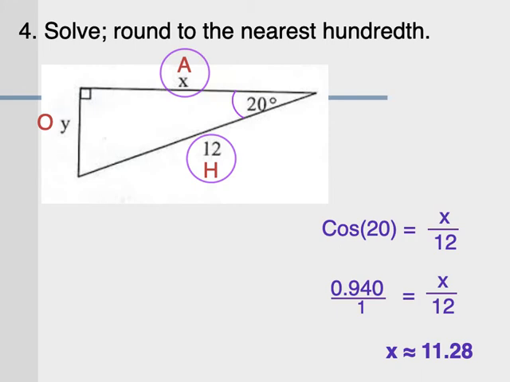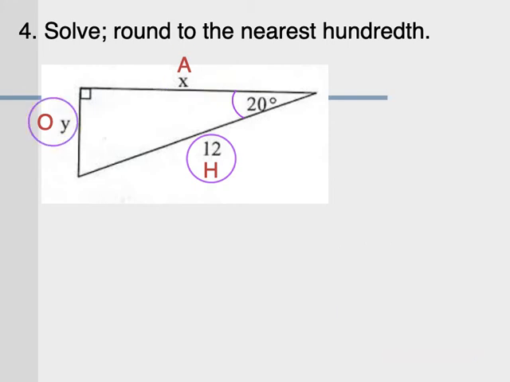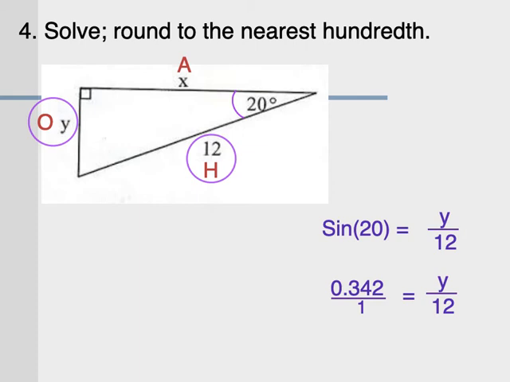Now in the same problem, you still need to solve for Y. So circle Y and the one side you knew from the start. If you have O and H, is that a SO, CA, or TOA problem? If you said sine, well done. Go ahead and finish this problem. You should get about 4.1.